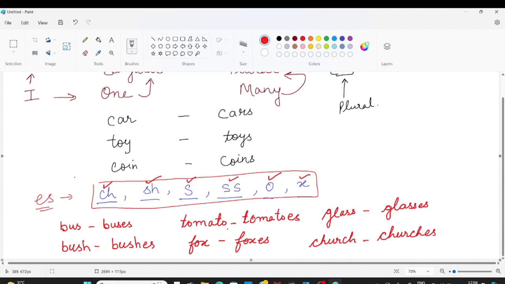So what have we seen? We have seen that all the words ending with ch, sh, s, double s, o and x will be added with es to make a plural word. In my next video, I'm going to share lots of examples of such type.